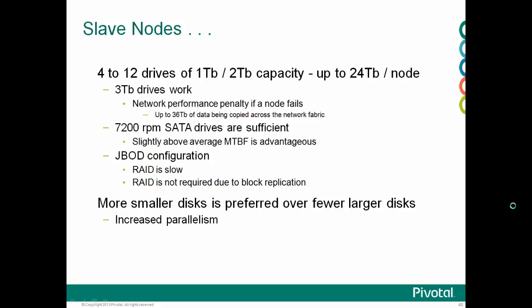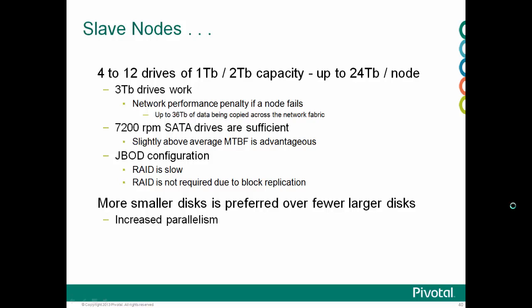On your slave nodes, the more drives, typically the better. 4 to 12 drives of 1 to 2 terabyte capacity is pretty much the standard, if you will. Okay, 3 terabyte drives do work. However, if a node fails or if a drive fails and data needs to be copied from node to node, that could throw 3 terabytes of data onto your network and impact network bandwidth capabilities.